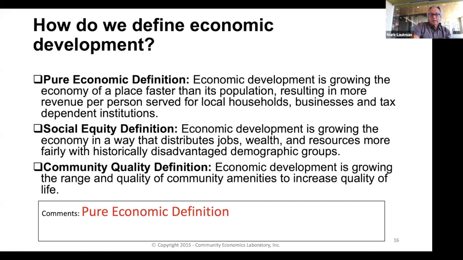The economic development definition we're using is the pure definition, which is it's growing the economy of your place faster than the population, which basically gives everybody the extra resources needed to improve. You could have a social equity rationale for your economic development effort. It could be directed at a particular place in the community or population. It could be amenity driven if you're not worried about the economic development of your community, just worried about the back end quality. So there's lots of different ways to come at this economic development business, as Noreen pointed out in her opening lecture.